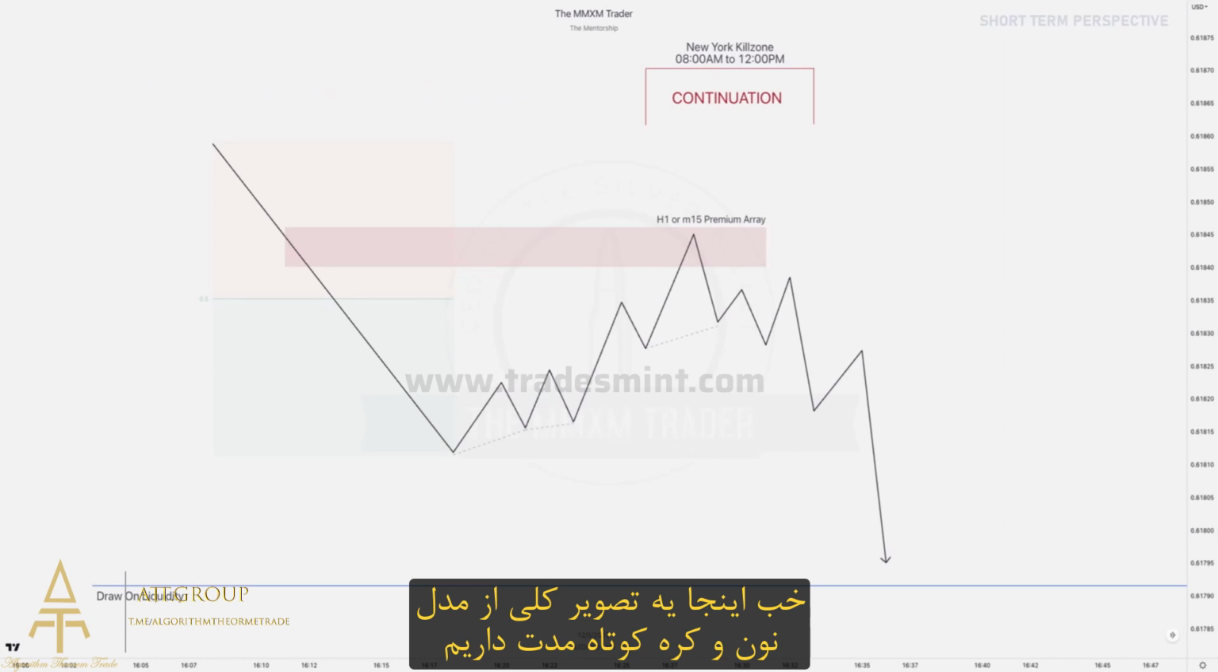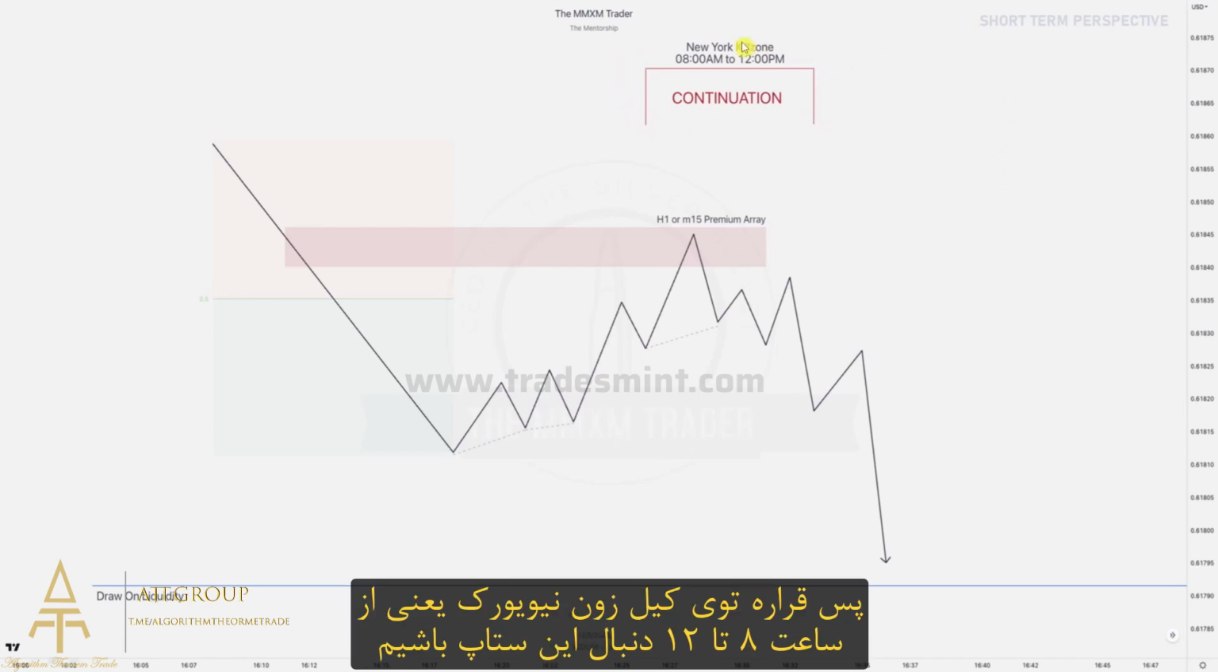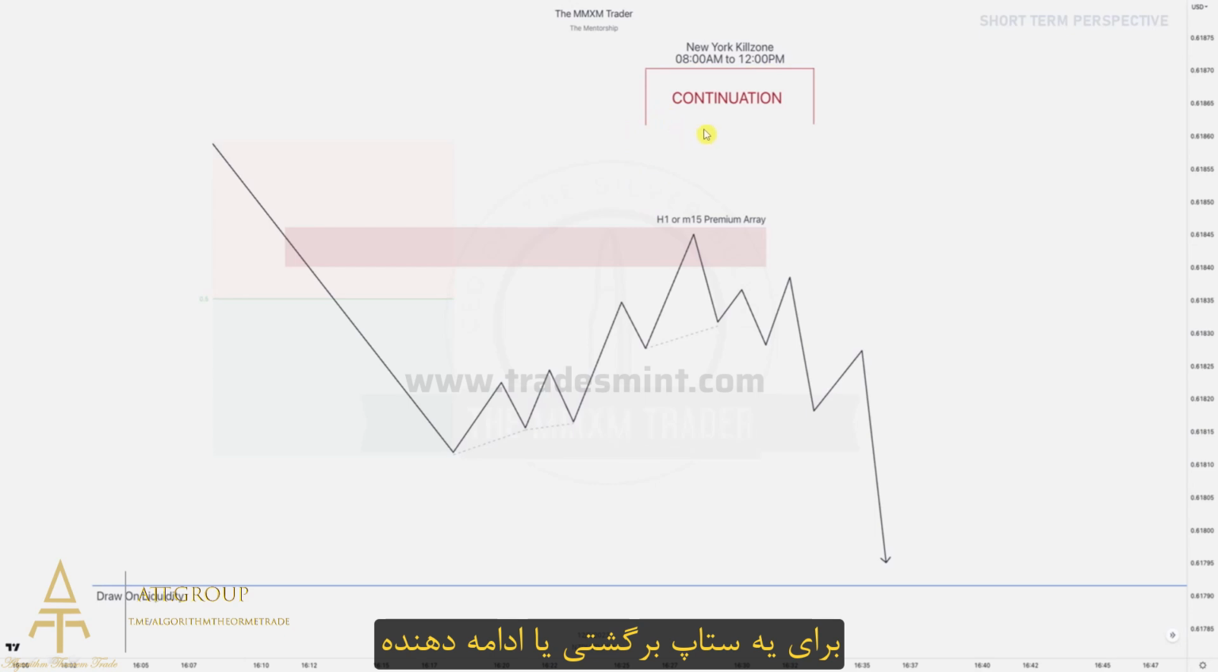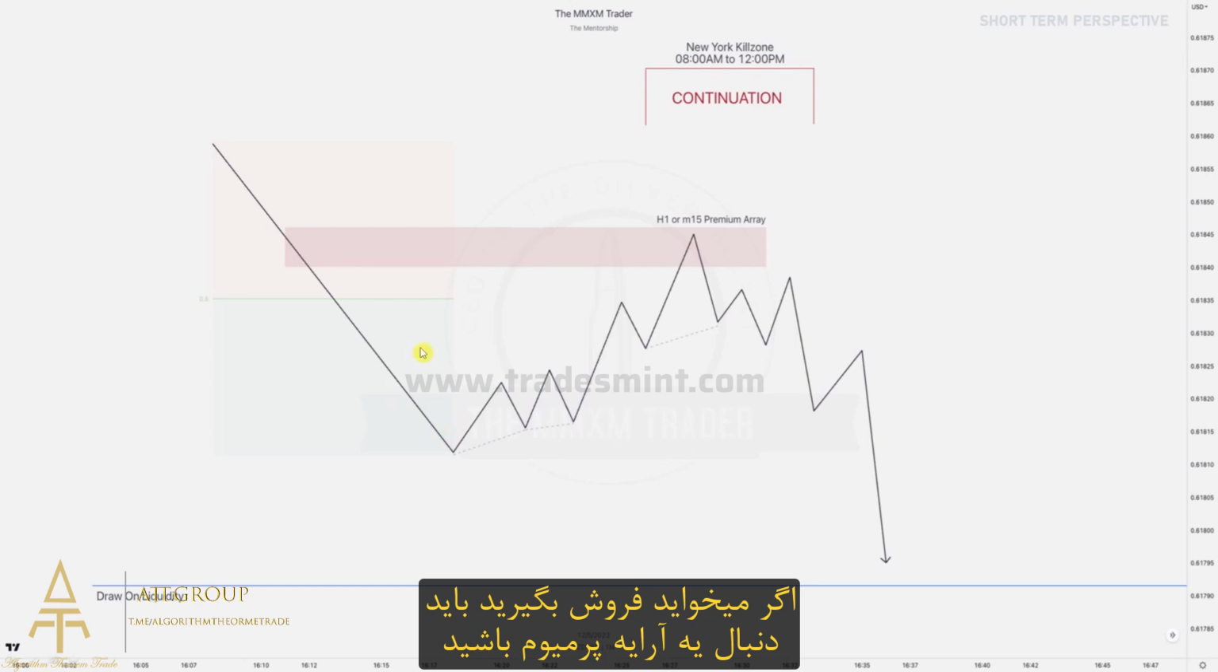Alright, we've got a crude depiction for our short-term perspective bread and butter model, right? Remember, time is very important, so we're going to be looking for that setup in New York kill zone 8 a.m. to 12 p.m., right? For that continuation or reversal. Now over here, we've got a continuation pattern, and basically what you're looking for is premium and discount levels. So you draw out your range, right? If you're looking for shorts, you're looking for a premium array, obviously.